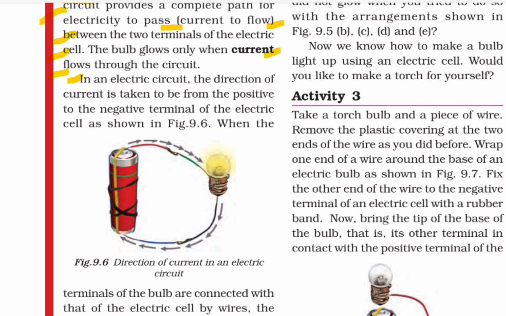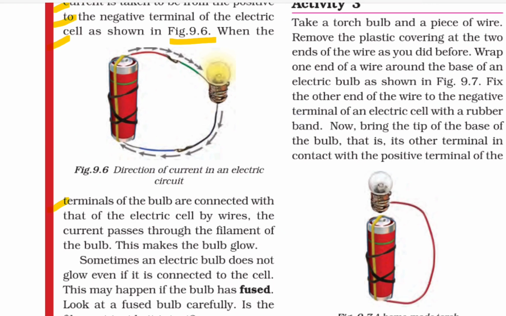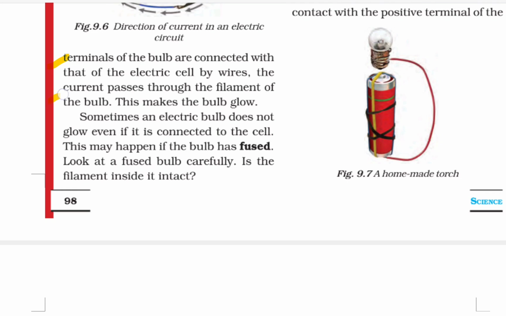In an electric circuit, the direction of current is taken to be from the positive to the negative terminal of the electric cell, as shown in figure 9.6. When the terminals of the bulb are connected with those of the electric cell by wire, the current passes through the filament of the bulb. This makes the bulb glow.